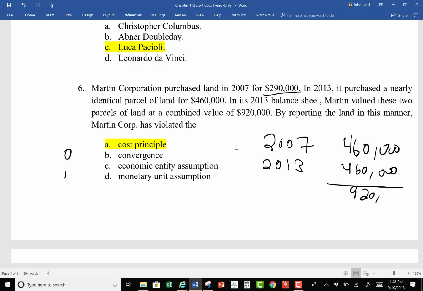So what did he do? He violated the historical cost principle. For things like land, we carry them at their historical cost, right? Okay. Now, what if these were two shares of stock in the same company? Let's say he bought one share of stock for, whatever, it'd be expensive share of stock, but for $2.90, and then 6 years later, he bought another share of stock in the same company for $4.60. What should the first share of stock be valued at?